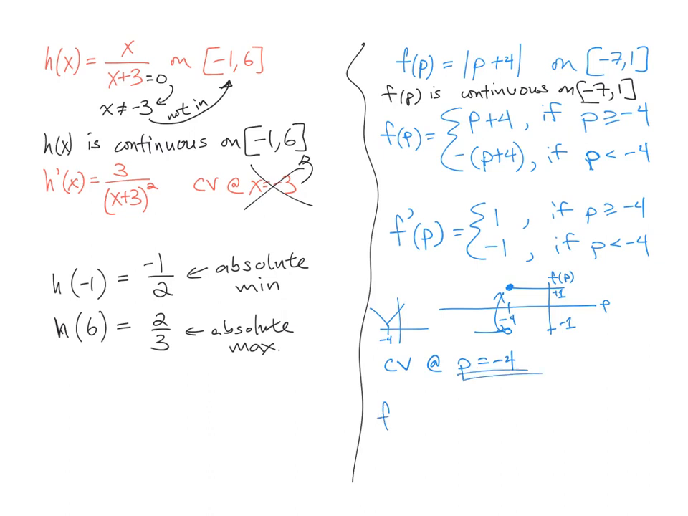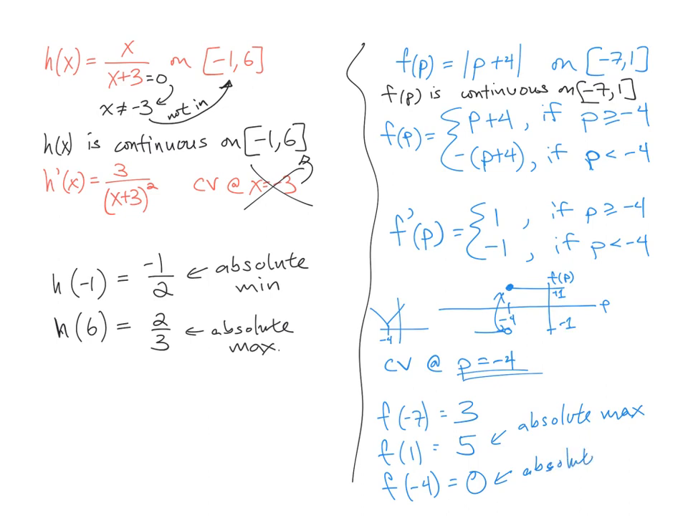So we can find f of -7, we can find f of 1 because you're always going to have your endpoints, and then we can find f of -4. And when we put all of these into our function, -7 in here, -7 and 4 is -3, absolute value of -3 is +3. If you put 1 in there, you'll get 5, and if you put -4 into the original function, you'll get 0. So here's your absolute max, and here is your absolute min.